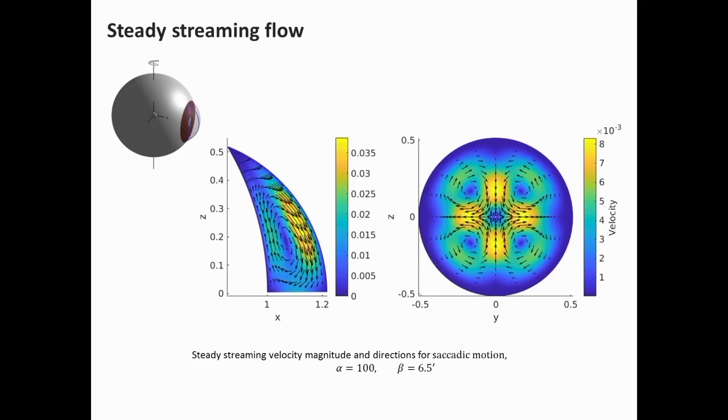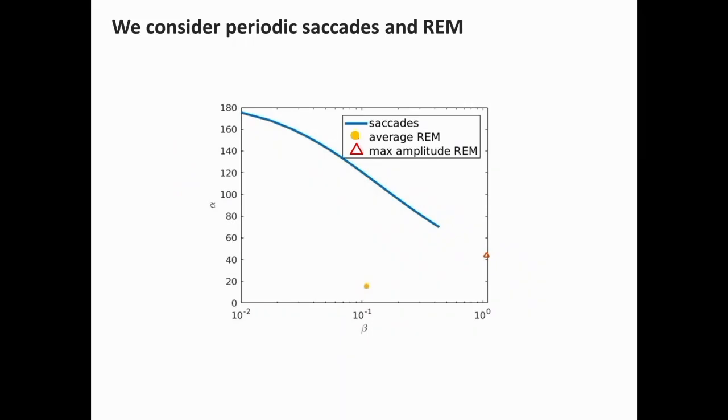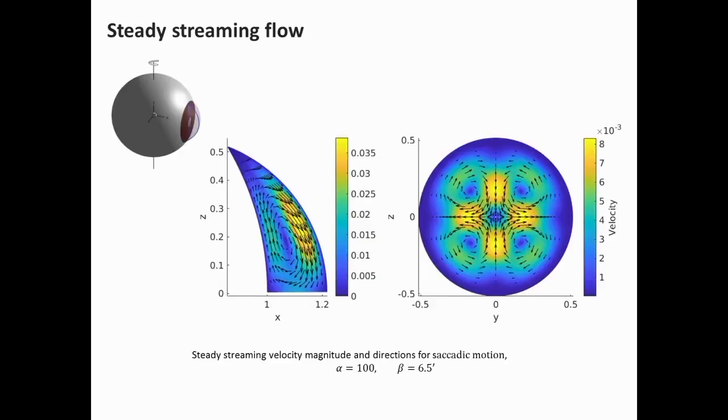Okay, so we would like to see the dependency on the parameters and the real eye rotations. This saccadic motion follows a saccadic law, which relates alpha and beta in this way, which is the Bloch curve. And then rapid eye motions are these points, so this will be maximum amplitude REM and average REM. So we will consider this parameter range.